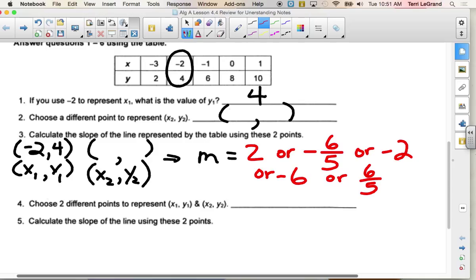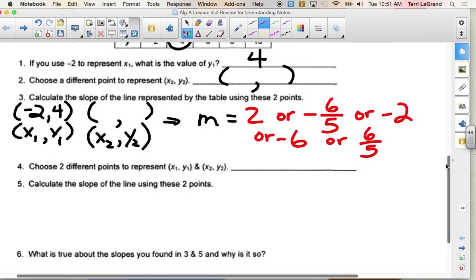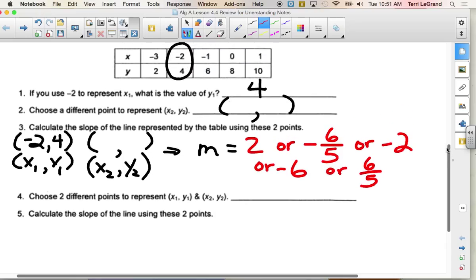Okay, well, you know what? This line can only have one slope. All these points are on the same line. In fact, let's make sure they are. Maybe there's just a problem with these, and they really aren't all on a line. Maybe that's the issue. So let me come over here and graph those for us really quick.